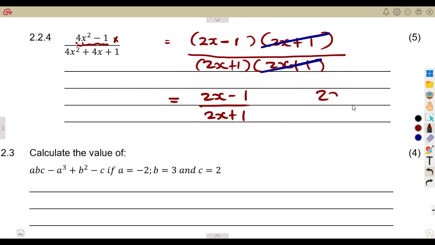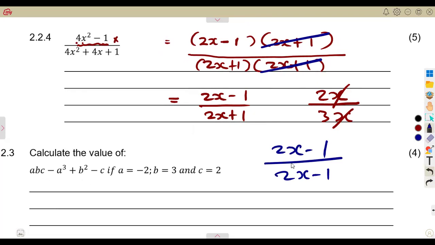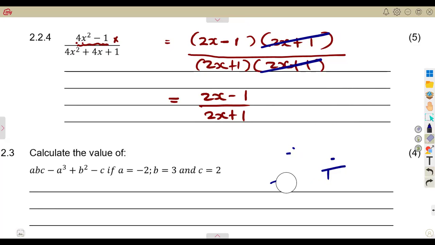maybe it was just 2x. This is what I'm trying to say. Maybe it was just 2x over 3x like this. You can cancel because this is a term. But for an expression like this, you cannot. They are separate unless they are the same, like 2x minus 1 over 2x minus 1. You can cancel because this is exactly the same, like what we saw here. So these ones cannot be canceled. You leave your answer like that.